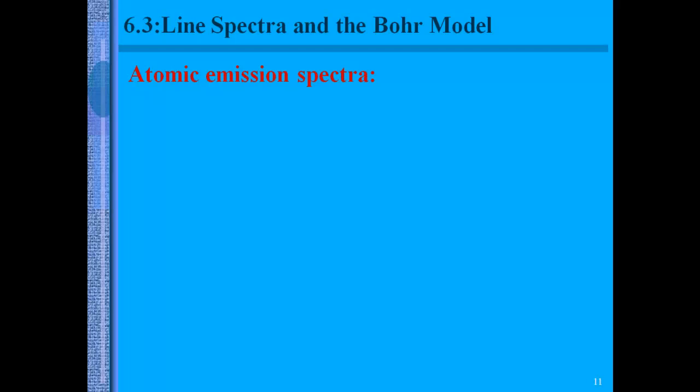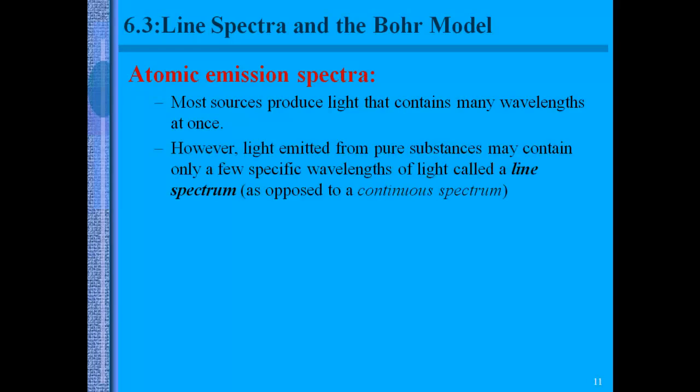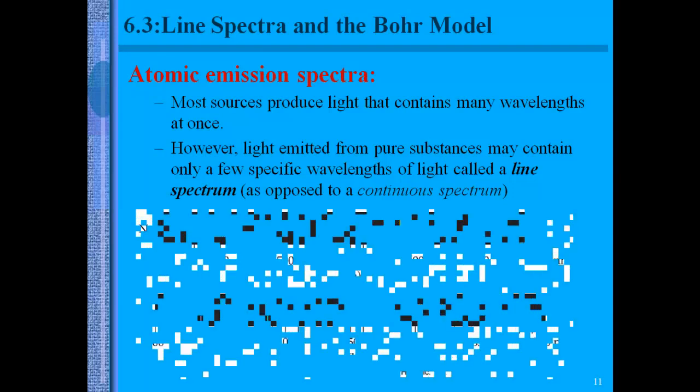Line spectra in the Bohr model, atomic emission spectra. Most sources produce light that contains many wavelengths at once. However, light emitted from pure substances may contain only a few specific wavelengths of light, called a line spectrum, as opposed to a continuous spectrum, like the rainbow. You get a continuous spectrum from a prism. With these pure substances, they only give off very specific colors.